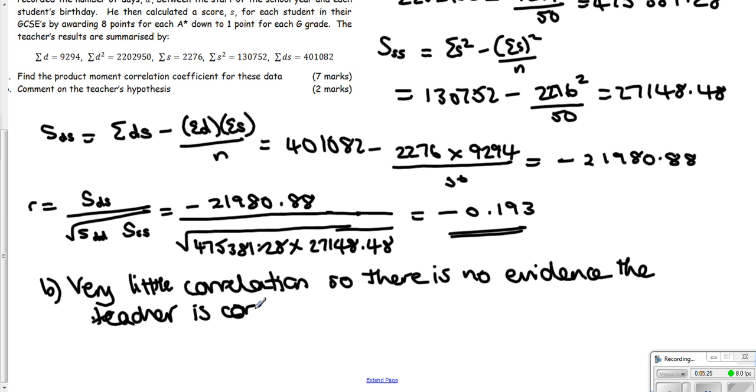Notice how I've used that phrase, there's no evidence. Just on a sample of 50, you can't say definitely whether it's true or not true. But here, we can say that there is no evidence that it is true based on this sample.